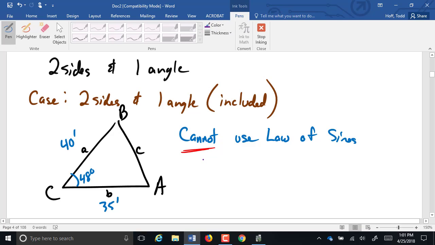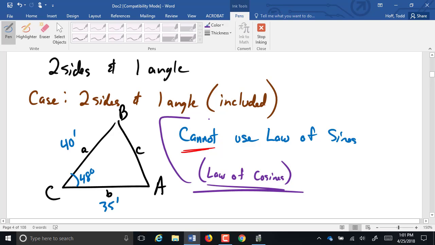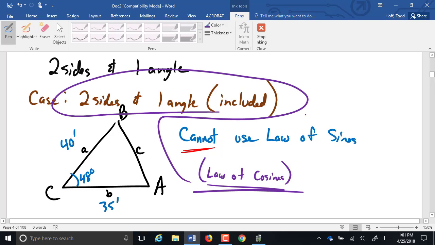Well, not tomorrow because you guys are gone for conference, but on Monday, we use law of cosines. That's what applies to this. That's a two sides and an included angle, which is law of cosines.